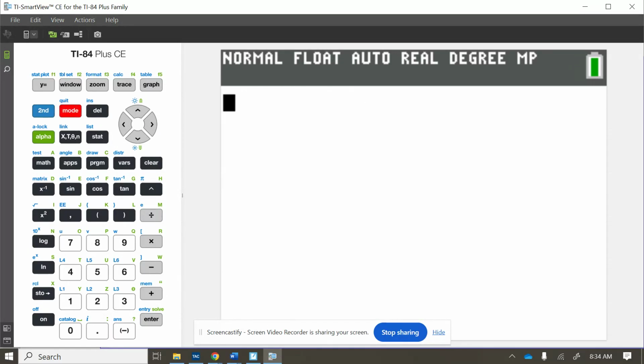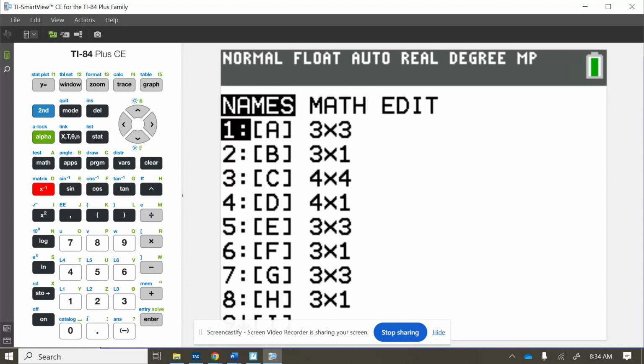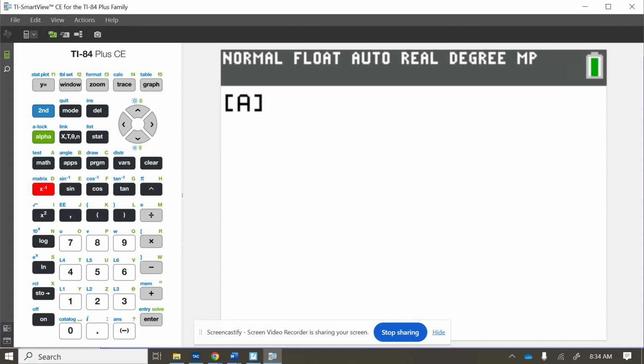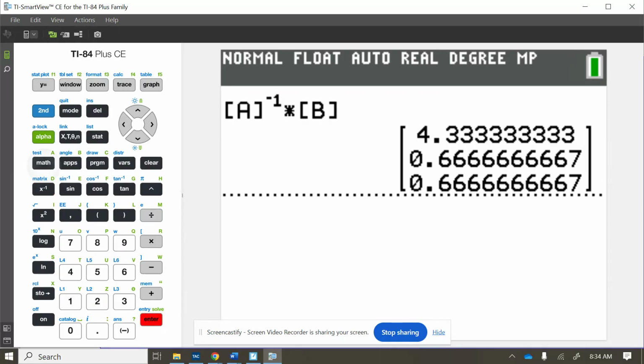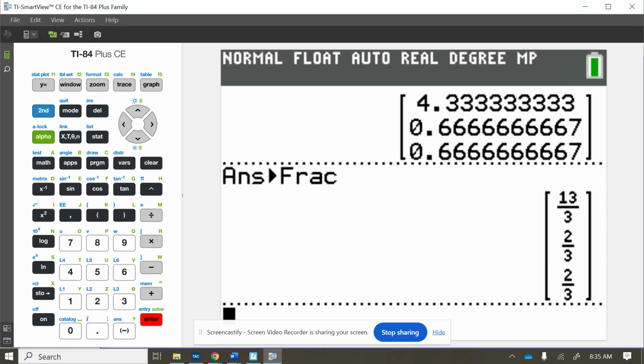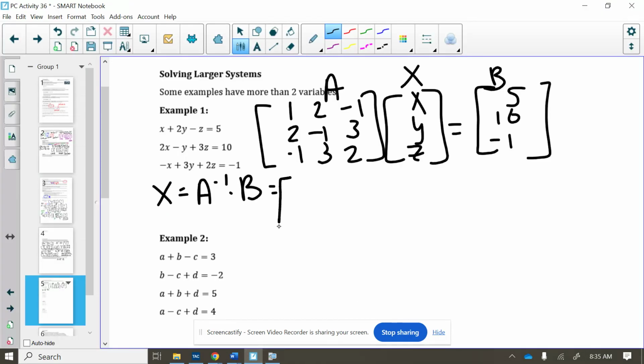And then if we take our matrix A inverse times that matrix B, we have our output value, which we usually like to write, if it's not a terminating decimal, as a fraction. So 13 thirds, 2 thirds, and 2 thirds. You get that by just math, enter, enter as your final solution.